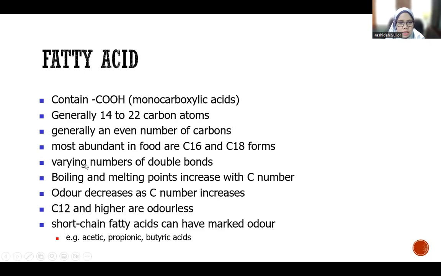Okay, and then of course they have double bonds because, like we said, one is from the animal source and one is from the plant source. The plant source, because they are unsaturated fatty acids, normally has double bonds. So unsaturated fatty acids will have double bonds. Because of the number of carbons and the number of double bonds, this will affect their boiling point and also melting point.